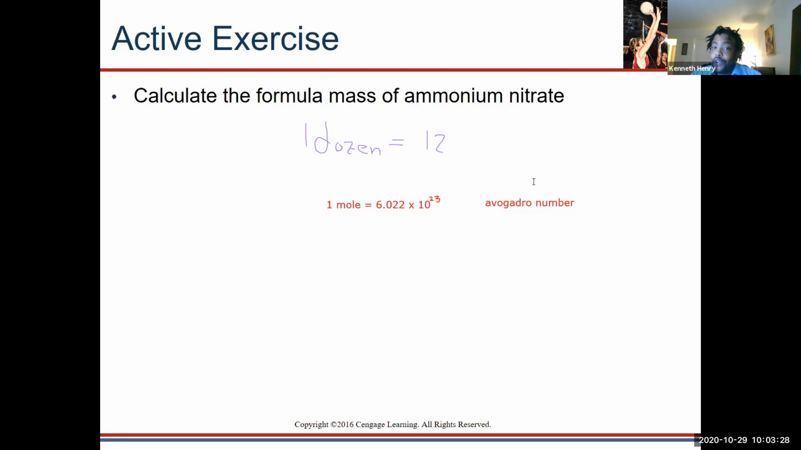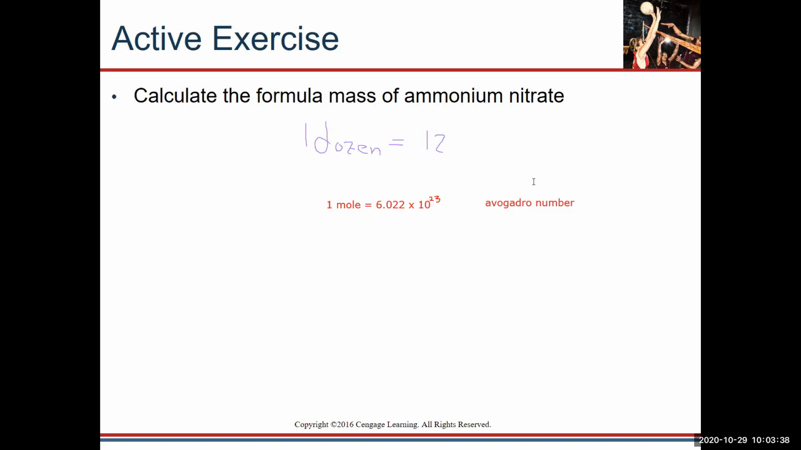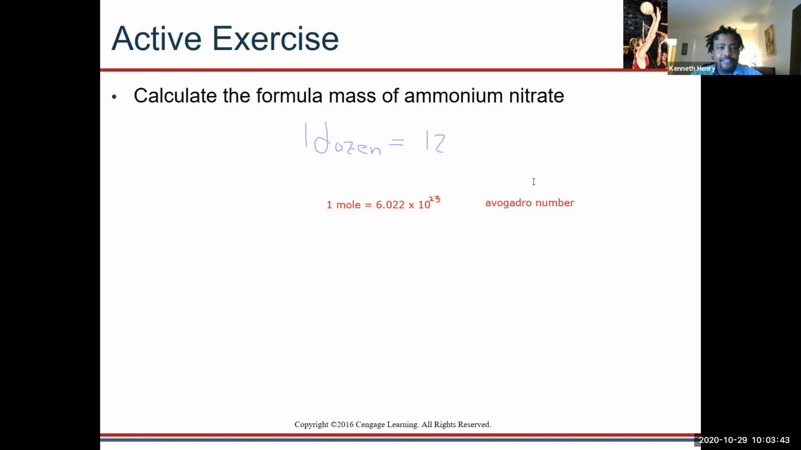Okay, so if I have a mole of iron, how many atoms of iron will I have? 6.022 times 10 to the 23rd. Excellent. Piece of cake, right? Not too hard.